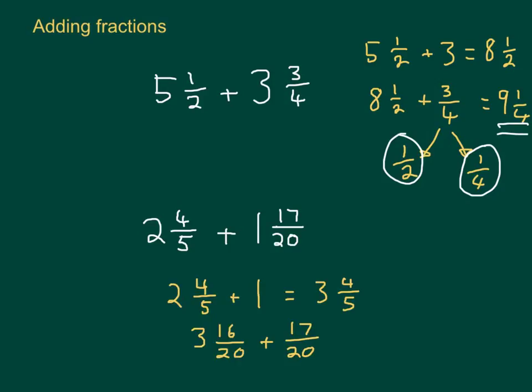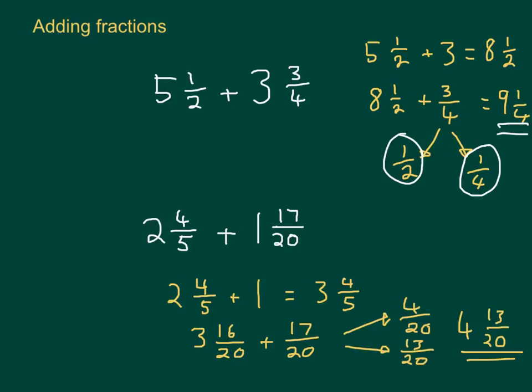And for the second example, a similar process. 2 4/5, add 1 makes 3 4/5. Now, if I'm going to be able to add 3 4/5 to 17/20, I probably need to make the fractions the same denominator. So rather than having 3 4/5, I'll convert it into 20ths. 3 16/20. So now I need to do 3 16/20, add 17/20.